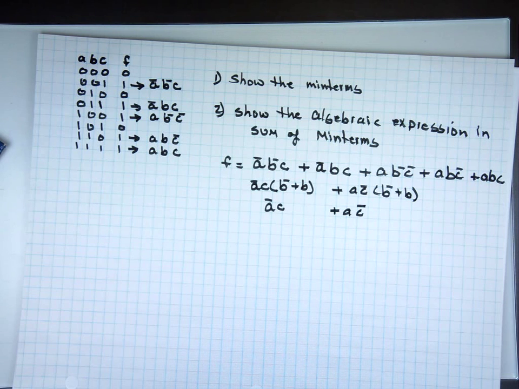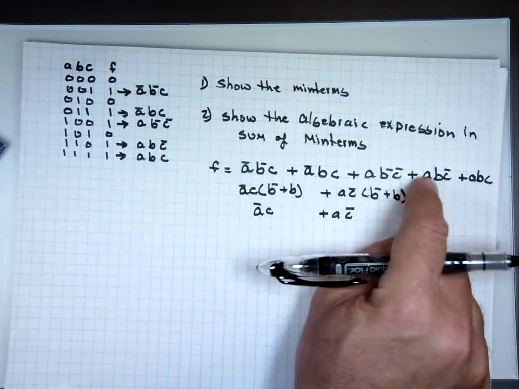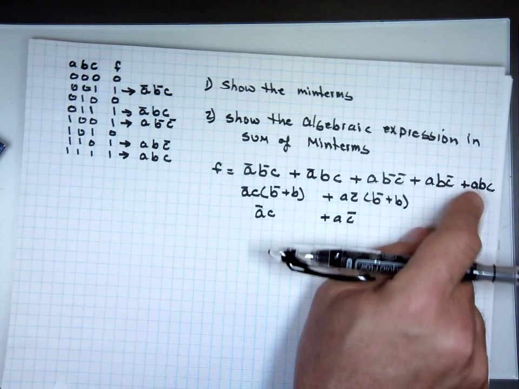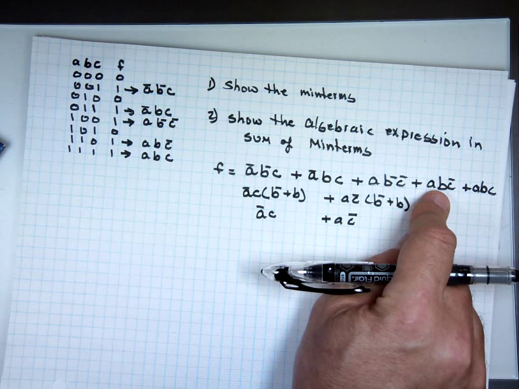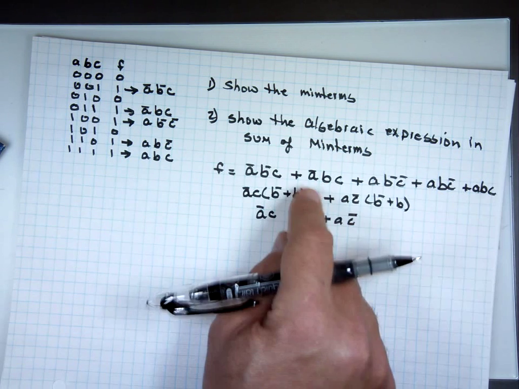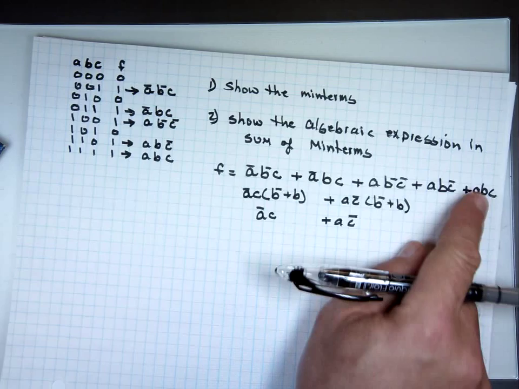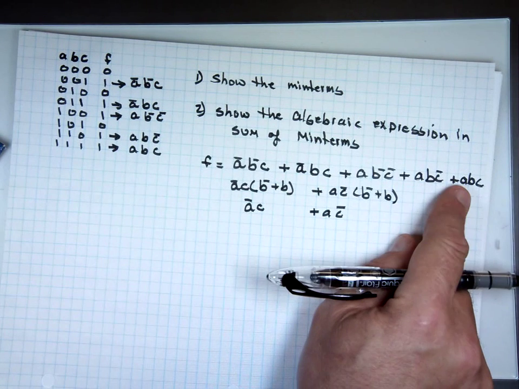And what about the last two? I can take the last two again. I can use the ABC or this one twice. Or I could take this with this. That'll give me BC. If I take this and this, will give me what? AB.